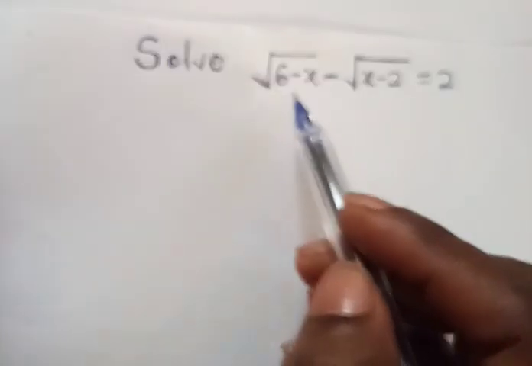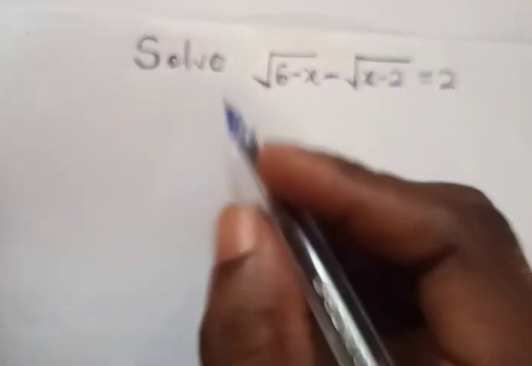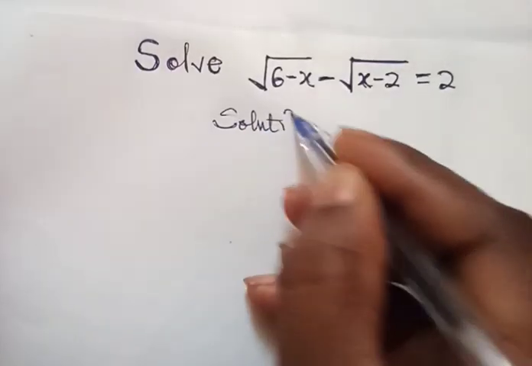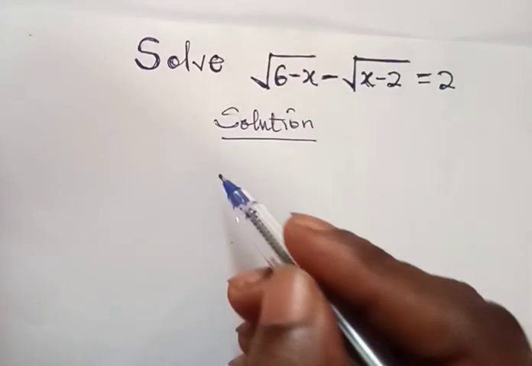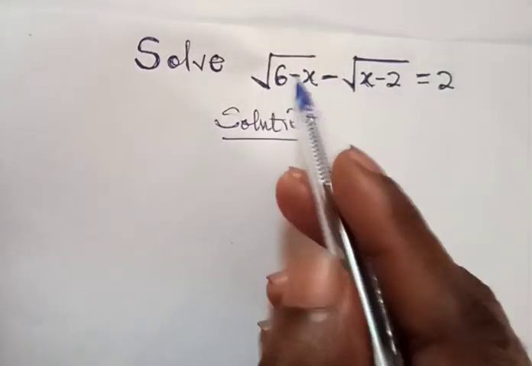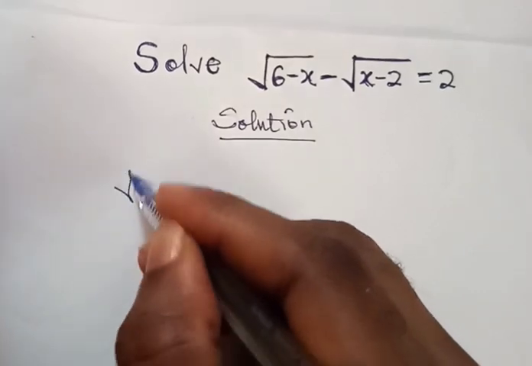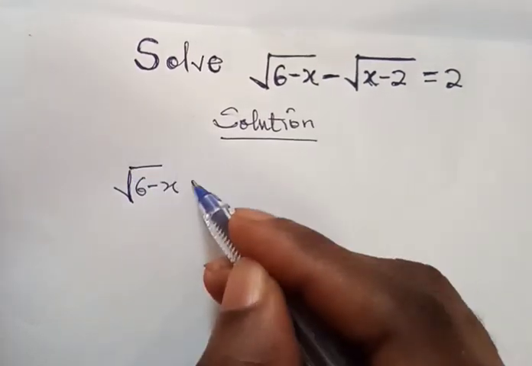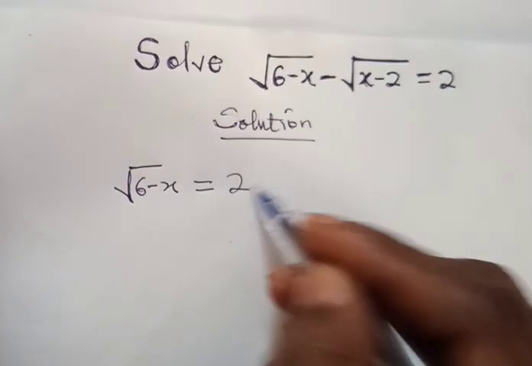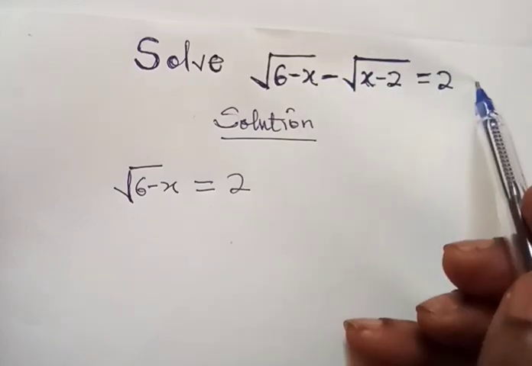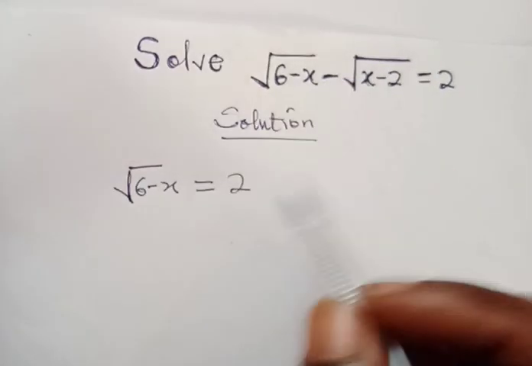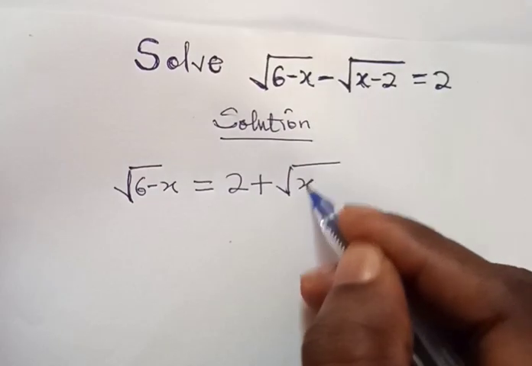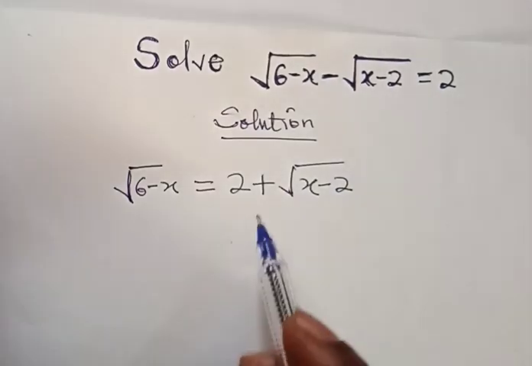So when we have such an example, let me write my solution. Great. So what we are going to do is maintain the square root of 6 minus x, which is equal to 2, because I'm sending this to the other side. Here it is negative, so when it comes here, it becomes positive. So my x minus 2. Good.